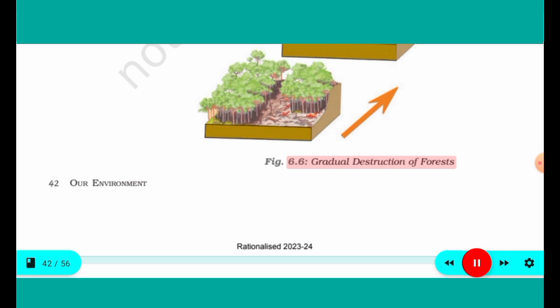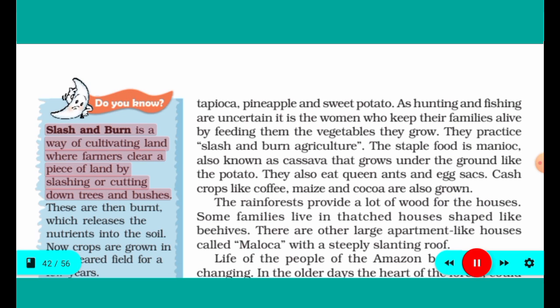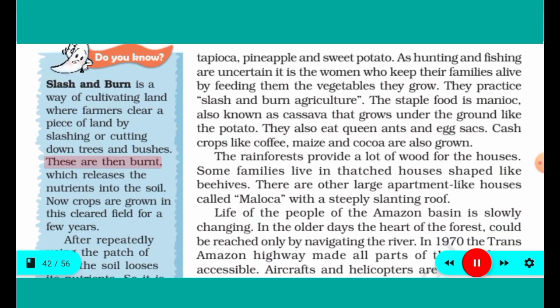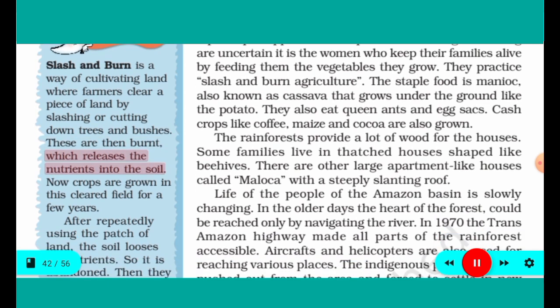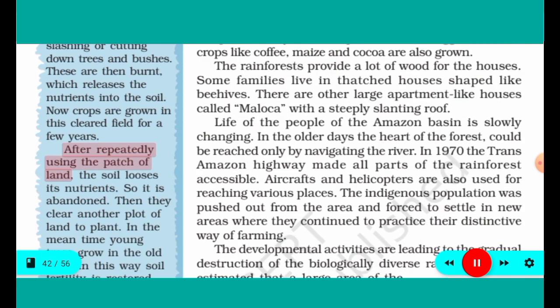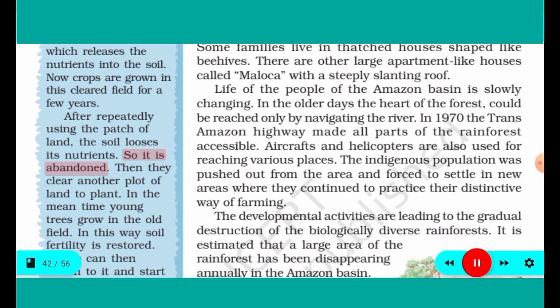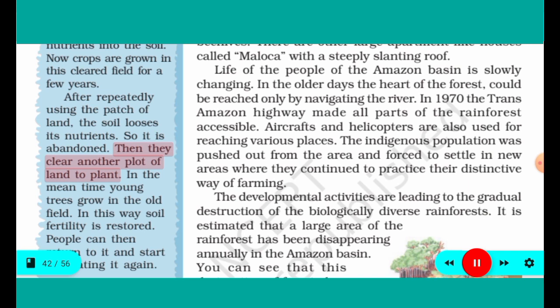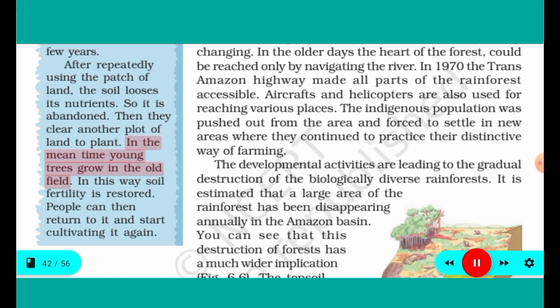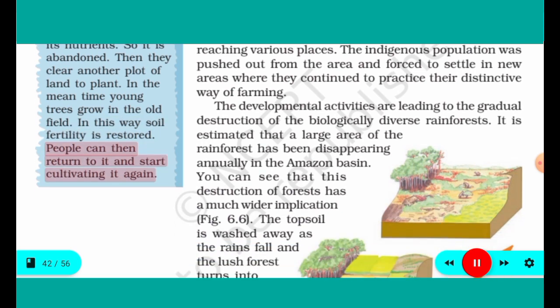6.6. Gradual destruction of forests. Do you know? Slash and burn is a way of cultivating land where farmers clear a piece of land by slashing or cutting down trees and bushes. These are then burnt, which releases the nutrients into the soil. Now crops are grown in this cleared field for a few years. After repeatedly using the patch of land, the soil loses its nutrients. So it is abandoned. Then they clear another plot of land to plant. In the meantime young trees grow in the old field. In this way soil fertility is restored. People can then return to it and start cultivating it again.